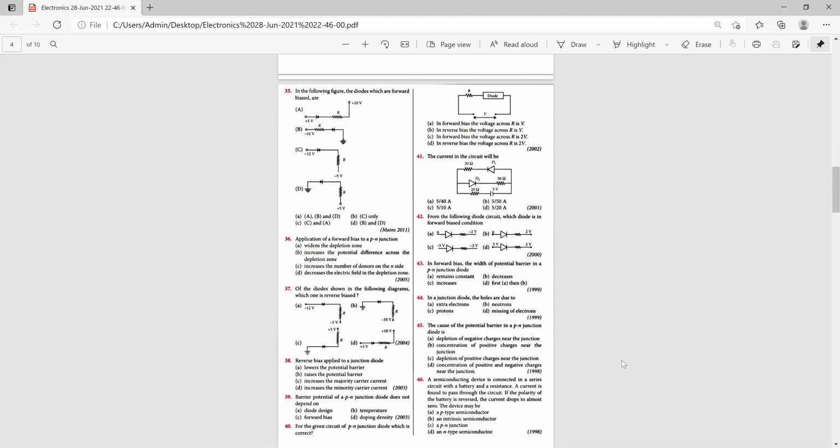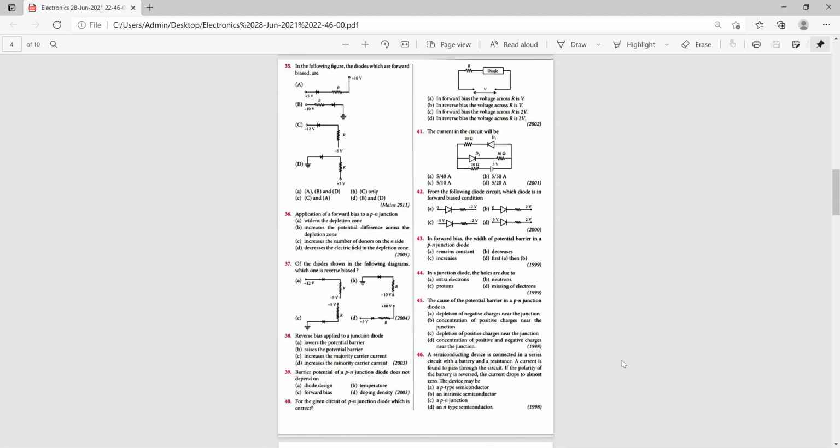Thirty-fifth one. In the following figure, the diodes which are forward biased are. So 4 diagrams they have given. When you observe the 4 diagrams keenly, a PN junction is said to be forward biased when P is at higher potential than N side. So it is for circuit A and C. Therefore, this one is the right answer.